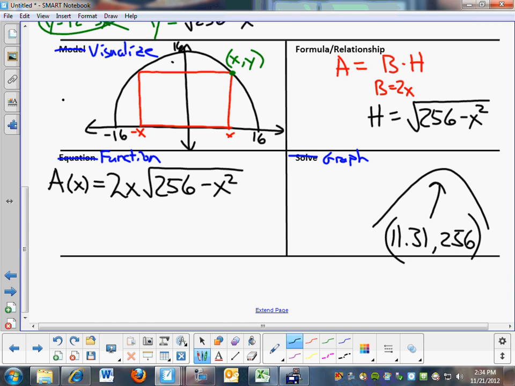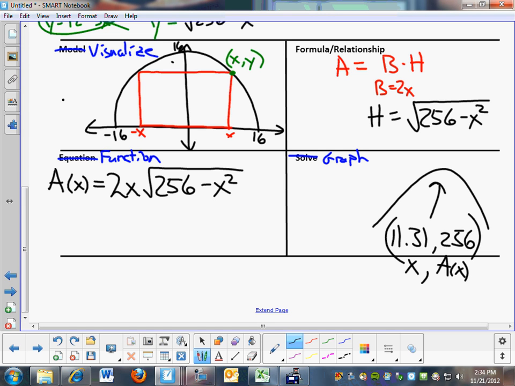What does that represent? What does that mean? X is 11.31. That's how far I am on each side. What does the 256 mean? The area, not the height. The area is 256. Do we even know the height at all yet? We don't know it at all. We've got 11.31 for X. We got 256 for the area.